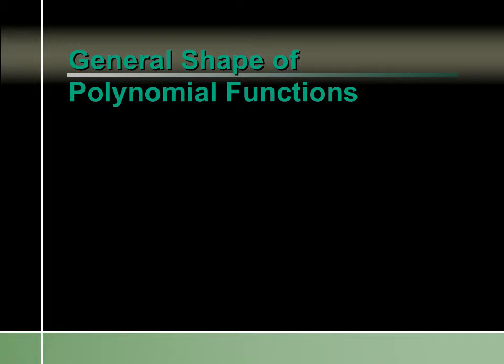So let's first talk about the general shape of a polynomial function. We know that the general shape of a linear function is a line, and the general shape of a quadratic function is a parabola. So now we're going to talk about the general shape of a polynomial function.